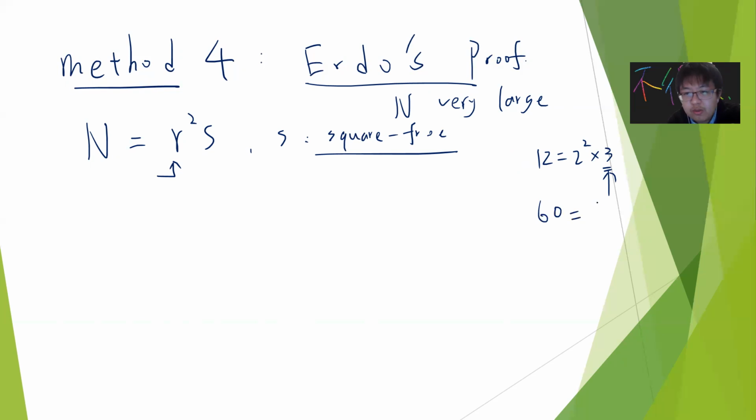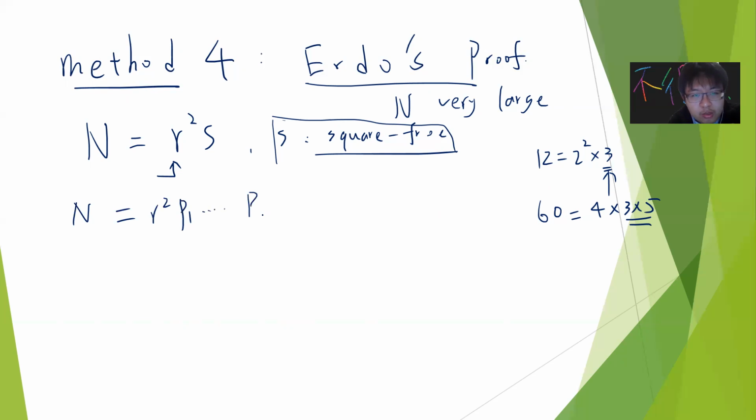For example, 60, you can write 4 times 3 times 5, right? There are no duplicated prime factors here, so this is square free. Square free means that there are no repeated prime factors. So basically, you can write n in terms of r squared times p1, maybe up to some p. Let's denote pi of n as the number of primes less than or equal to n. So pi of n is the summation of 1 over p, where p is a prime less than or equal to n.